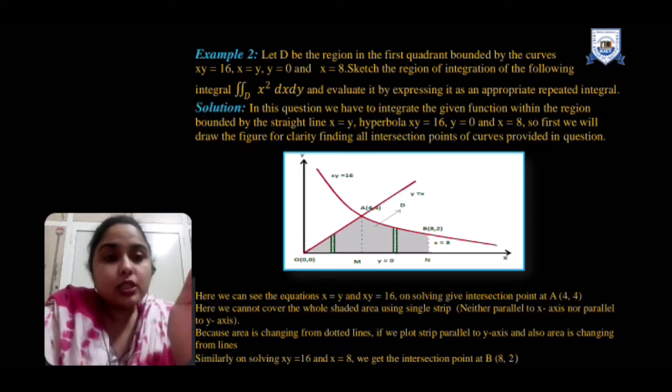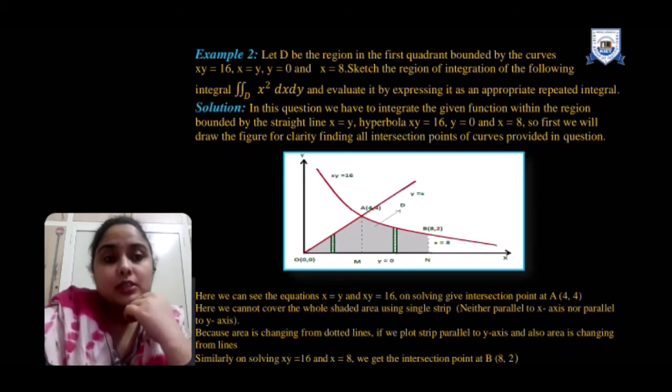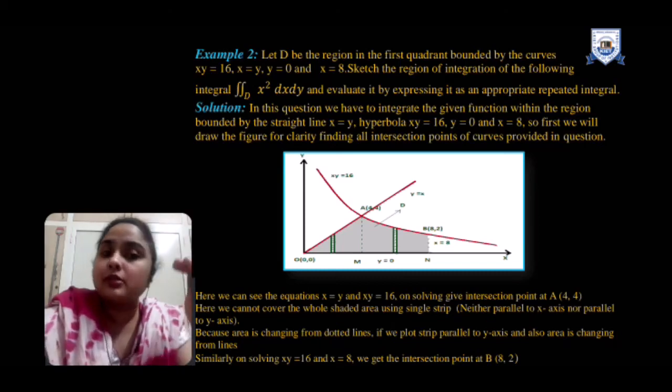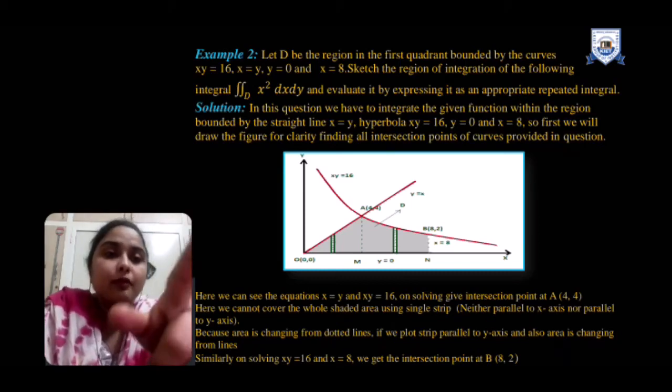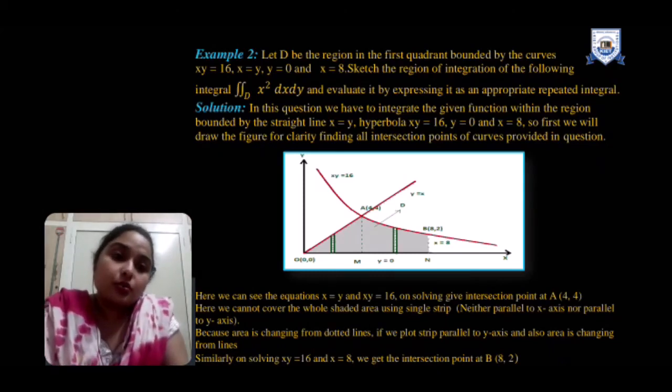Under this integration, the curve is bounded between y equals 0 and y equals x. But rapidly from here, instantly the curve changes on the upper limit. The lower limit is still y equals 0, but from this dotted line, the upper limit is going to change. So the upper limit now depends on the parabola, that is y equals 16/x.